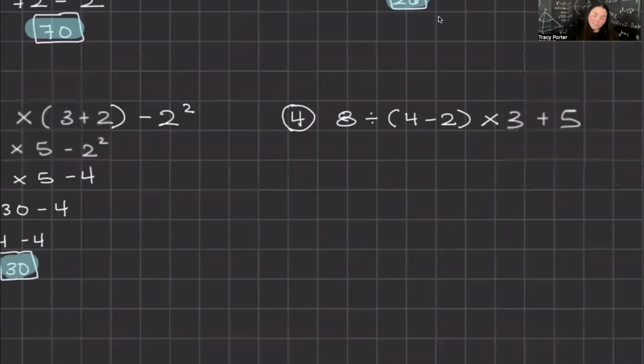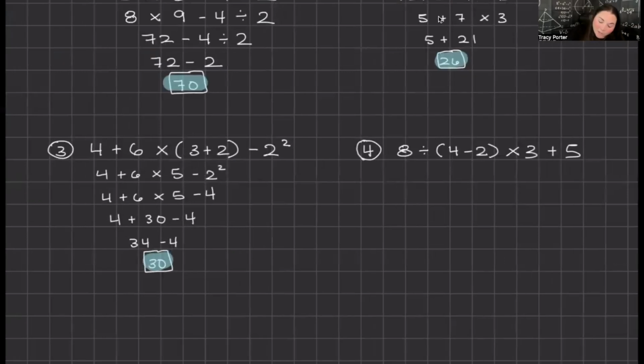And then the last example over here, we're going to replace the 4 minus 2 with a 2. Then we're going to divide 8 divided by 2 and replace that with a 4. And now we'll multiply the 4 times the 3, and then we'll add in the 5.